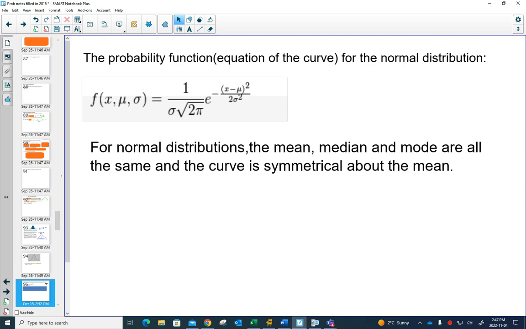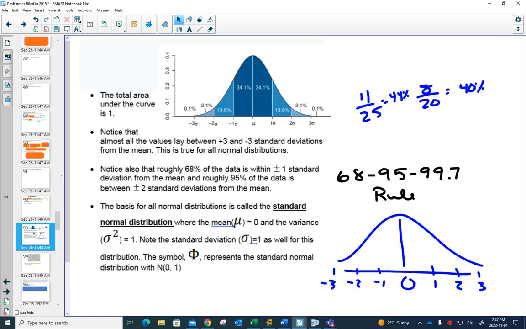And for normal distributions, the mean, the median, and the mode are all the same. And what's also fascinating about normal distributions, maybe I had it in here, did I? Yeah, the total area under the curve is 1. And that area under the curve of 1 represents 100%. It represents probabilities.